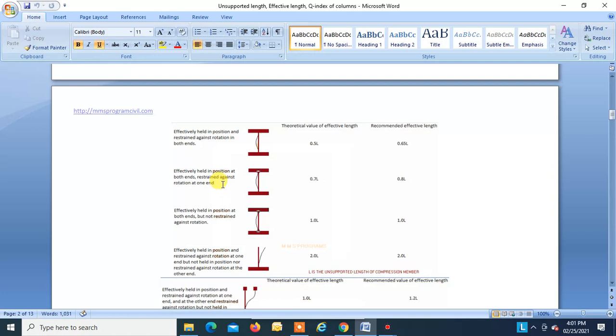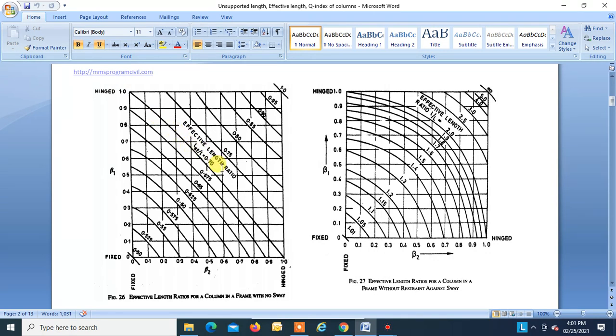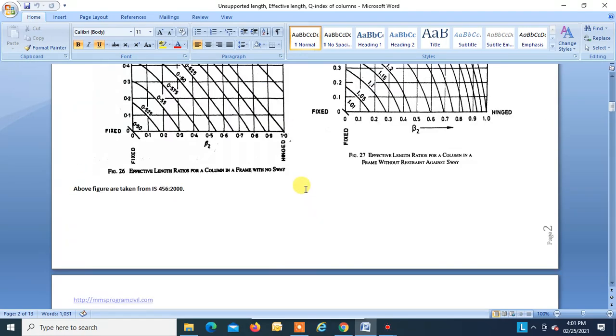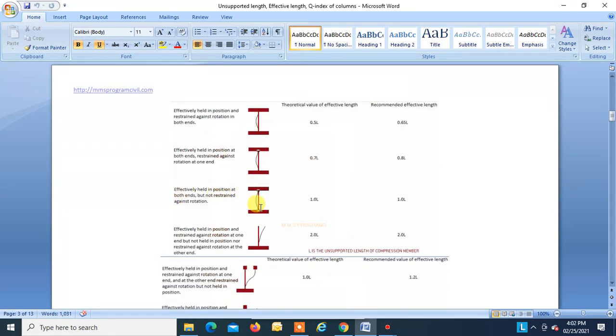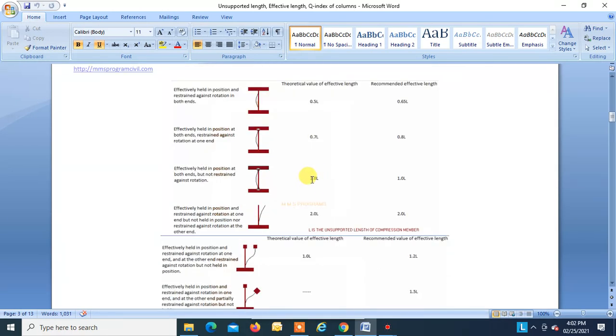Now the second case, when one end is rigidly fixed and the other is hinged, in that case you have to take your factor K as 0.7. That is what is shown here. These are all theoretical values which are obtained from this figure. Similarly, if both the joints are hinged, then it will be this case, and the value of K will be 1. But here the code gives a recommended effective value. So when you are considering the effective length for design, you have to take the recommended effective length. But these are very standard cases which we usually do not face in practical fields.